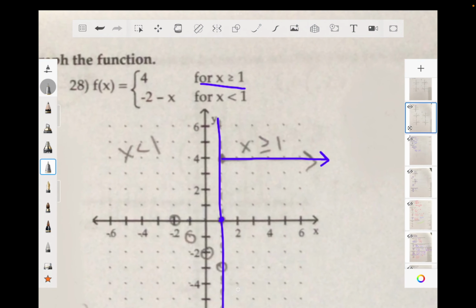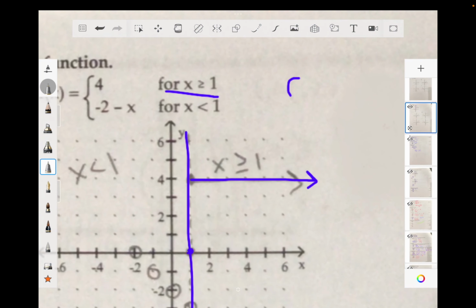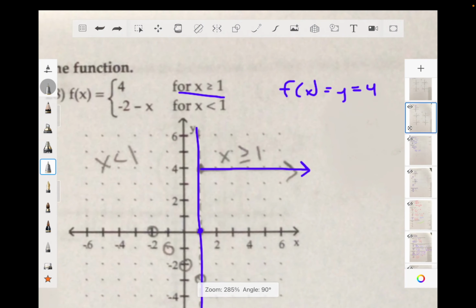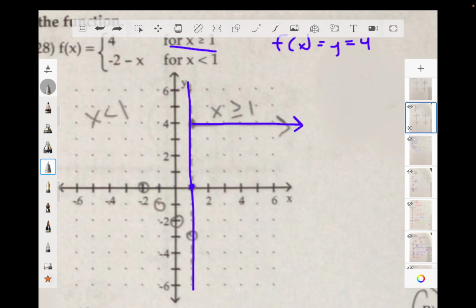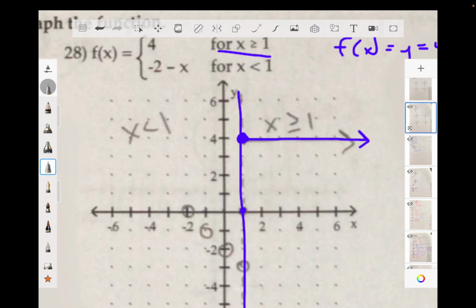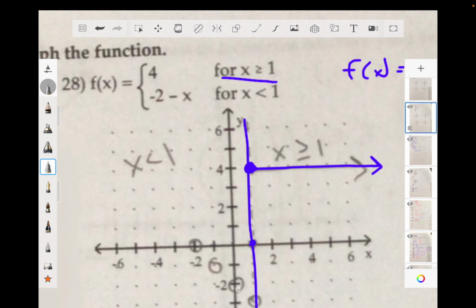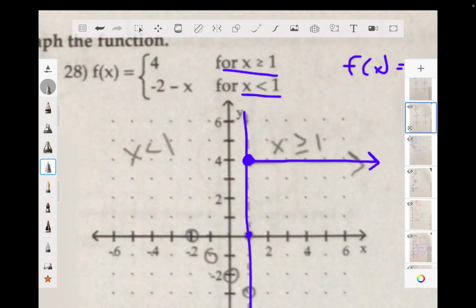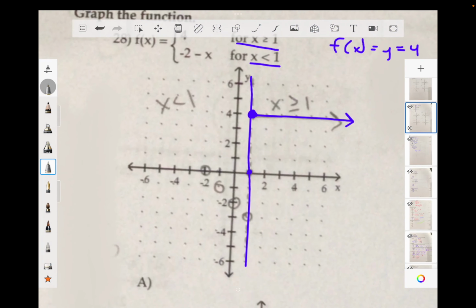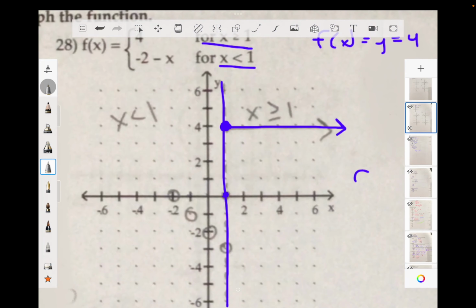Because f of x is a weird way of saying y, and this is equal to 4, and the y value is right here at 4, so it's going to be a straight line. And then since it's touching, it's going to be a filled-in dot right here. All right. Then we're saying when x is less than 1, not equal to 1, less than 1, so immediately it's going to be a circle dot without it filled out.